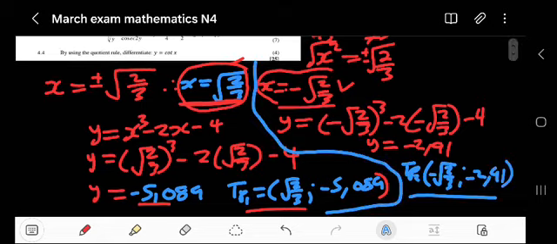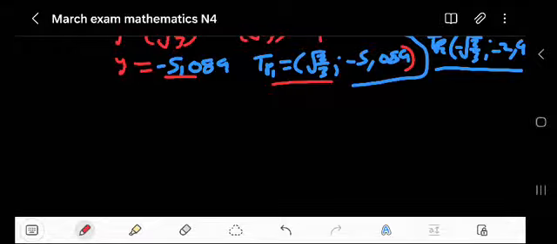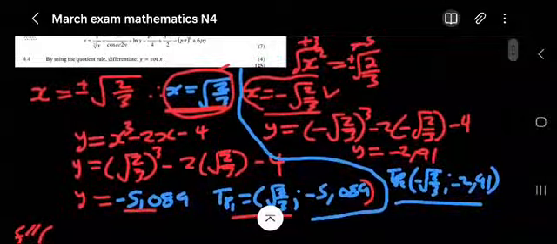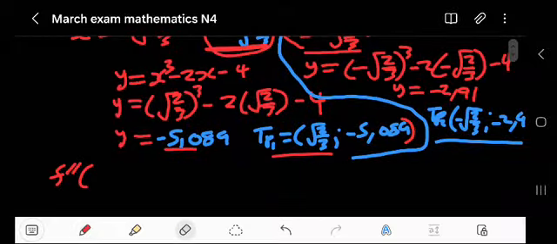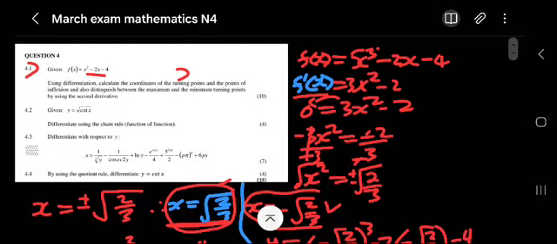All right, so we did that, but they said we should also determine the point of inflection. For the point of inflection, we must take the second derivative. We know f prime of x already. We had f prime of x there. Let me just grab this.